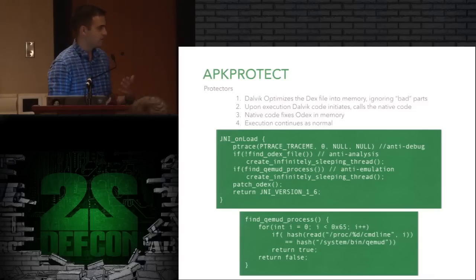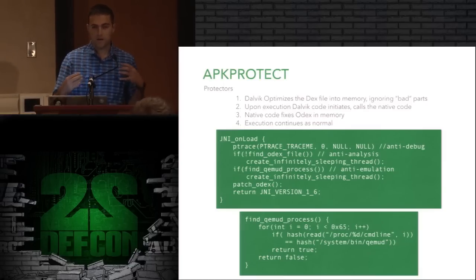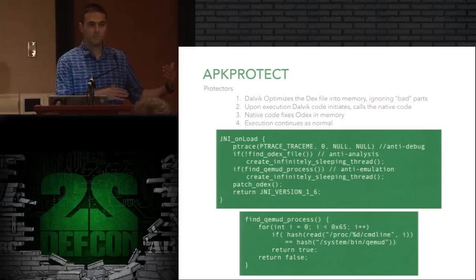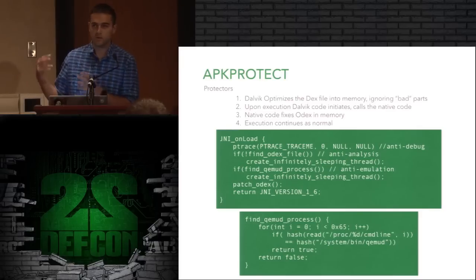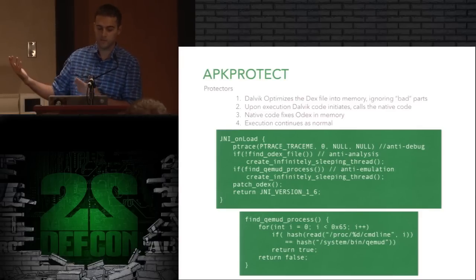I wrote some pseudocode. Hopefully you guys can read this and it's legible. Essentially what's going on here is the Dalvik actual runtime on the phone, when you install, is going to optimize it. It's called an ODEX file. So it takes the Dalvik file and optimizes it. That's where you get an ODEX from.